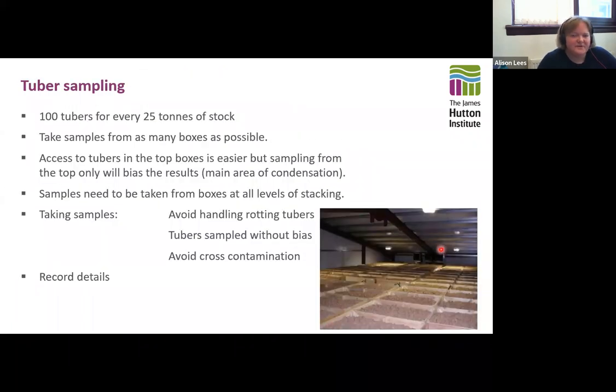Similarly, for tuber sampling, whether for visual disease assessment or diagnostic testing, results can be biased by cutting corners with sampling. And so there are some guidelines which should be adhered to. Samples should be taken from as many boxes as possible. Sampling from the top of boxes will result in bias. Avoid handling rotting tubers and avoid cross-contamination.